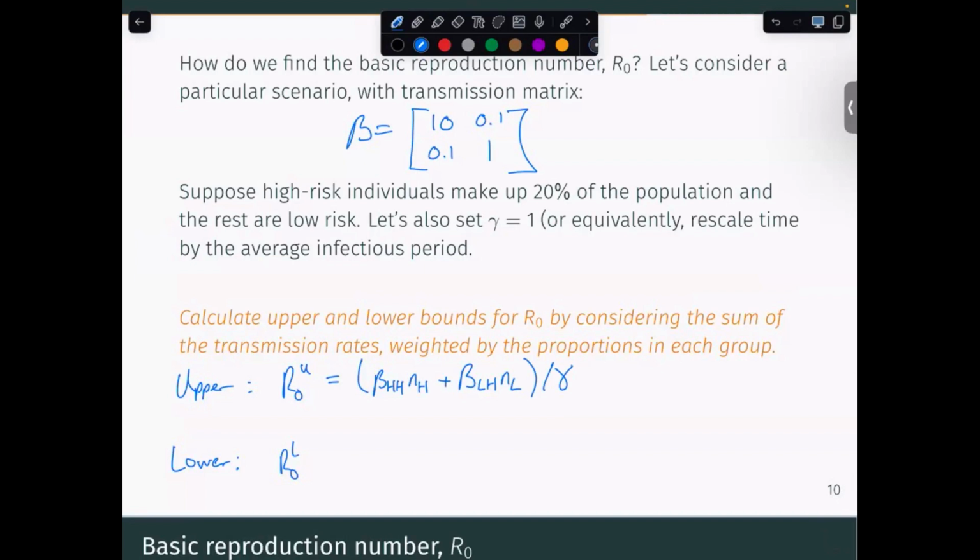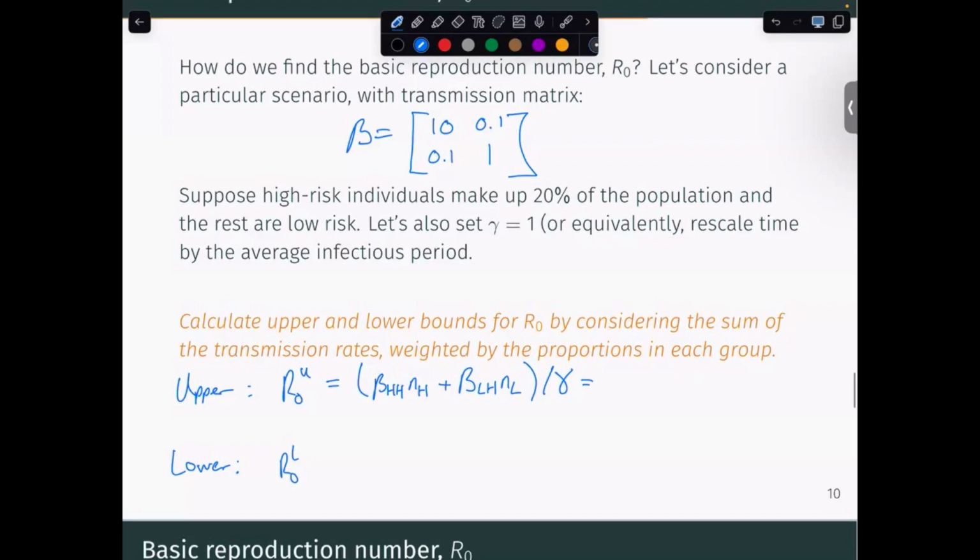So this is just saying, okay, early on in the infection, if everyone who is infected is high risk, what's going to be the R naught coming from those individuals? So how many individuals on average are these high-risk individuals infecting? Is that divided by gamma? Yes. So how many individuals do we expect one high-risk individual to infect on average? That's going to give us an upper bound for our R naught.